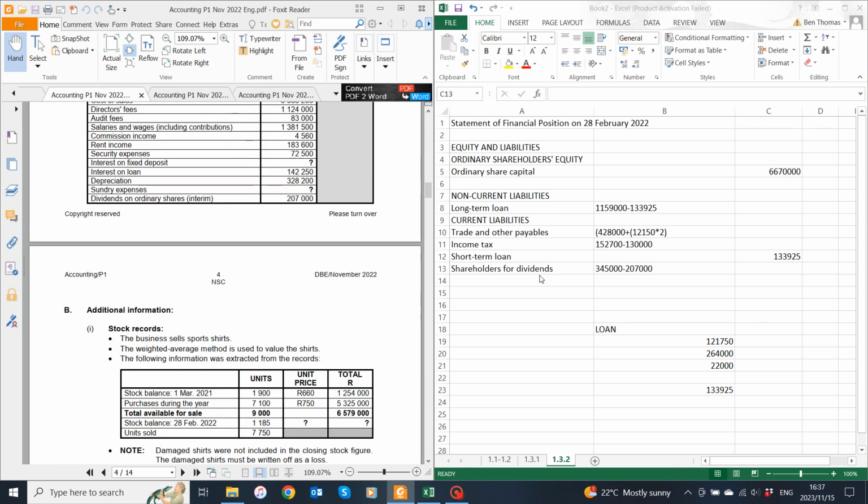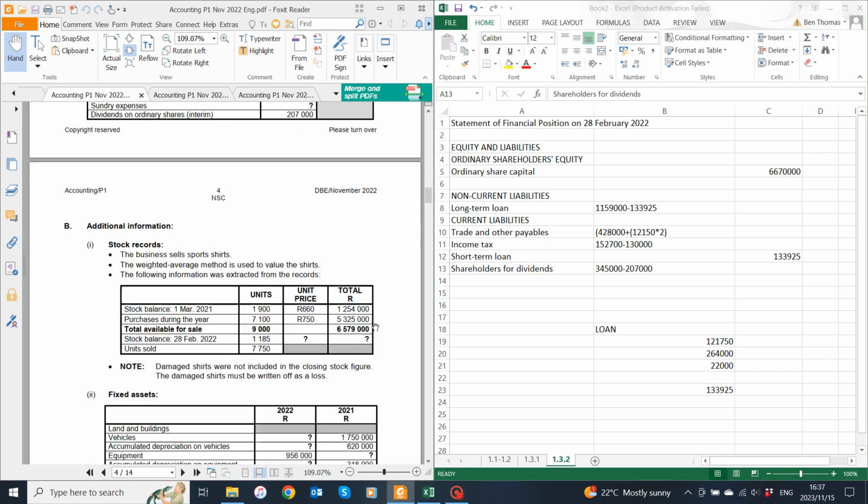that is owed. Please remember, guys, shareholders for dividends represents the final dividend for the year. That final dividend is always declared but not paid, which means it's a liability for the end of each year that we have to pay in the following year. So please remember, the final dividend is always declared but not paid. That's why it's under current liabilities.